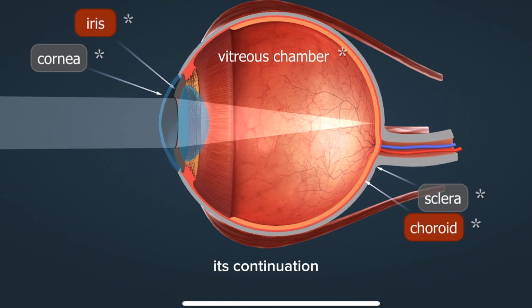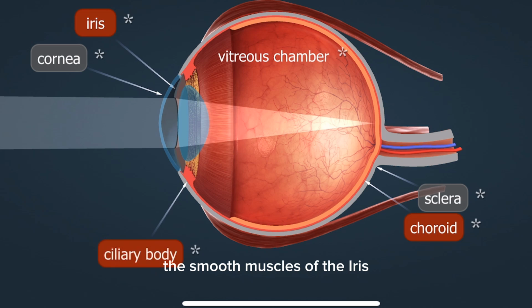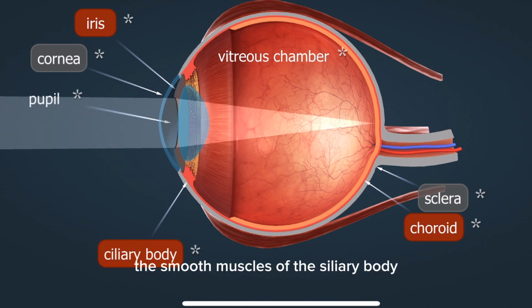Its continuation at the front of the eye is the ciliary body and the iris. The smooth muscles of the iris are responsible for the pupillary light reflex. The iris contains pigments which lend human eyes their color. The smooth muscles of the ciliary body ensure the accommodation of the eye lens to the distance of the object viewed by changing its curvature.